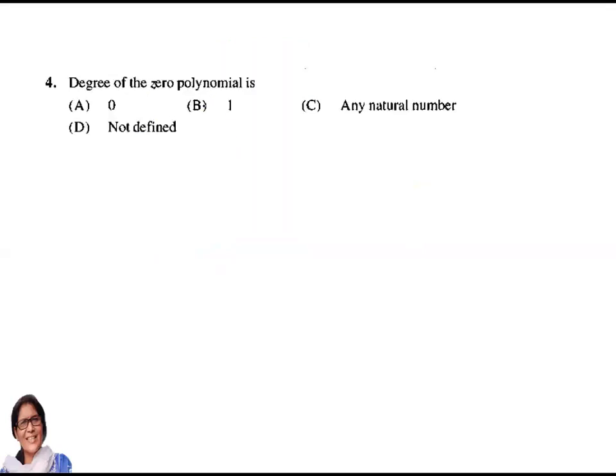Degree of zero polynomial. Zero polynomial जो है उसका डिग्री कितना है? What is zero polynomial? Zero polynomial means just a zero. ओके. जीरो पॉलिनोमियल मीन्स जीरो, जीरो के साथ ये एक्स में कुछ भी रह सकता है, हमको क्या मालूम? तो इसीलिए इट विल बी नॉट डिफाइंड.